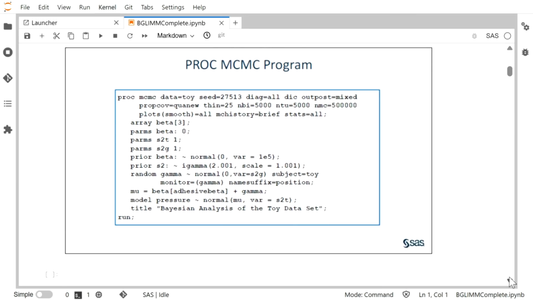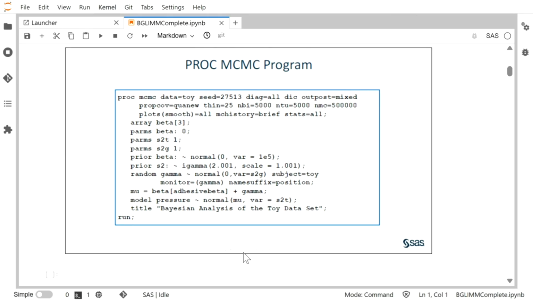Check this out. That is your PROC MCMC code for the same problem that you just saw using PROC MIXED. Now, if you look at this and go, what in the world is all of that? One thing I always like to tell people whenever they are reading or writing anything, especially in PROC MCMC with the Bayesian analysis, is read it from the bottom up.